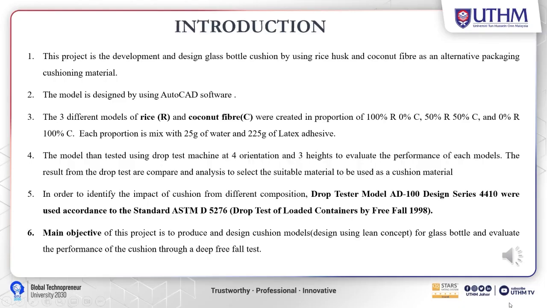Rice husk and coconut fiber have started to have substantial commercial value in the industry due to the research being conducted on this agricultural waste as a new raw material consisting of high fibers and abundant resources. So this project is focusing on the development and design of a glass bottle cushion using rice husk and coconut fiber as an alternative packaging cushion material.